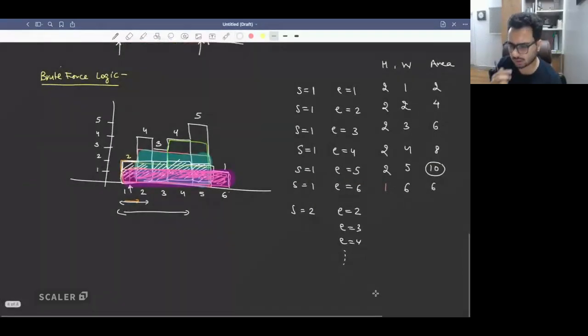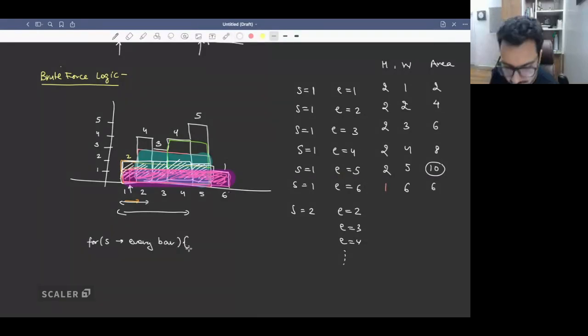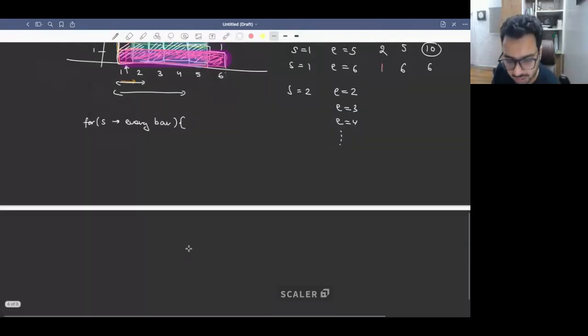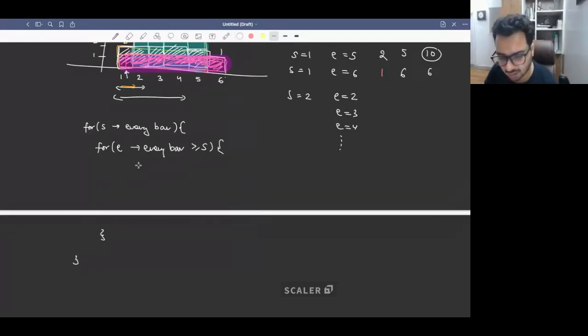So how much time will we end up taking? What are we doing? We are saying that you start with every bar, and you take end as every bar greater than or equal to start. Then you say, okay, my width is how much? Who will tell me? If I know the start and end, how much width will I get?